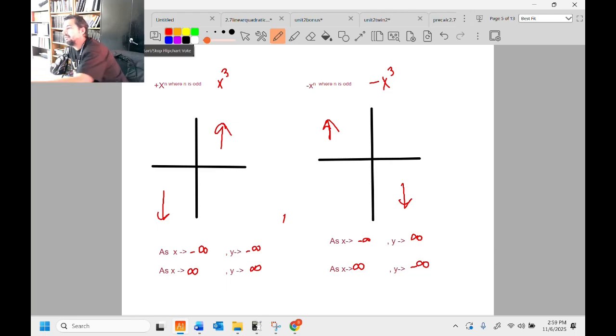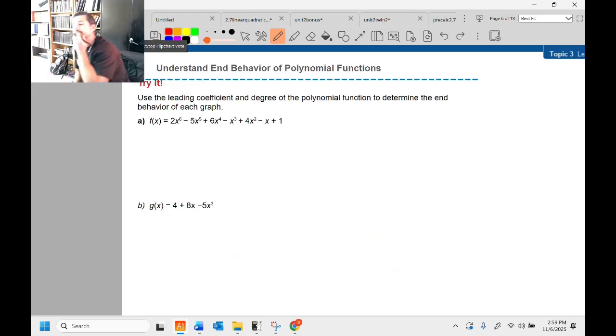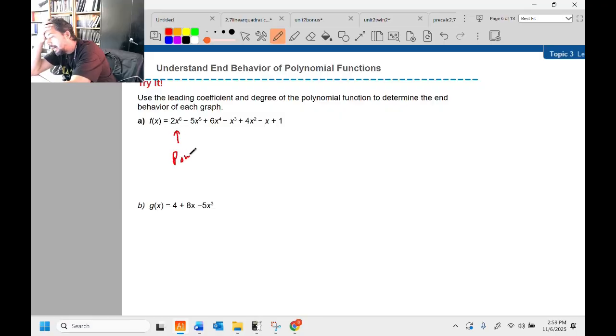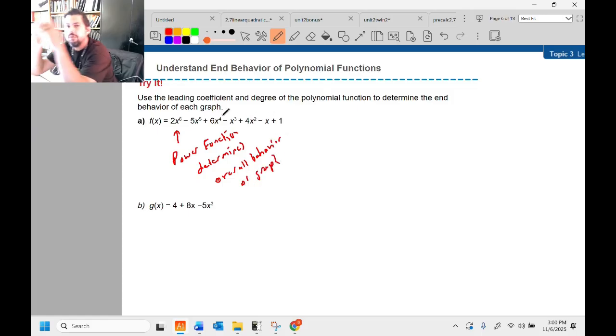Moving forward, I'm trying to keep this quick for you. Use the leading coefficient and the degree of the polynomial function to determine the end behavior of each graph. And we often call these things other things. It's also called a power function because it determines the overall behavior of the graph. The small pieces work near the origin, but the first piece trumps the overall grand scheme of things.